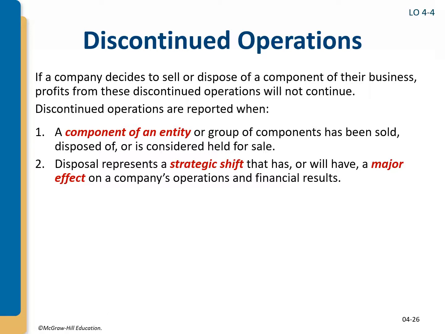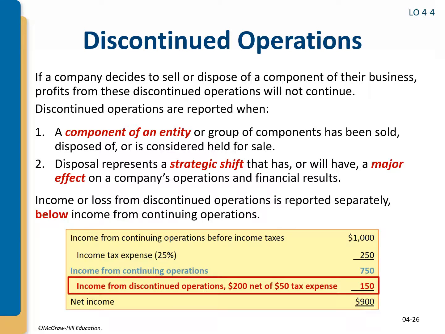We don't want to include that information in continuing operations because it affects earnings quality. It makes it look like it'll be there in the future. No, it's not. You're selling it. You're still making money on it. You still have revenues and expenses related to it, but it's going away. So after we report income from discontinued operations, we go, okay, what were the revenues and expenses this year for the discontinued component?